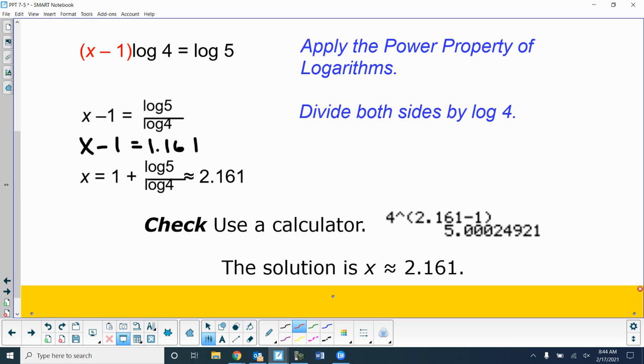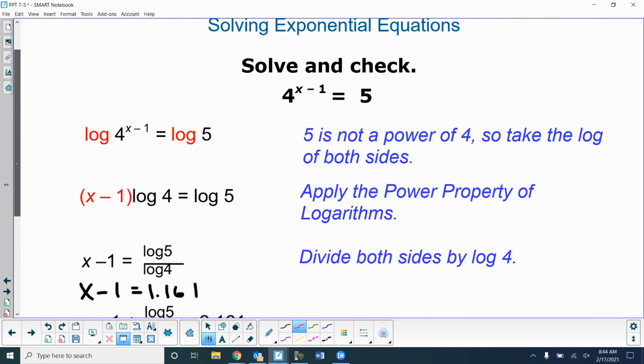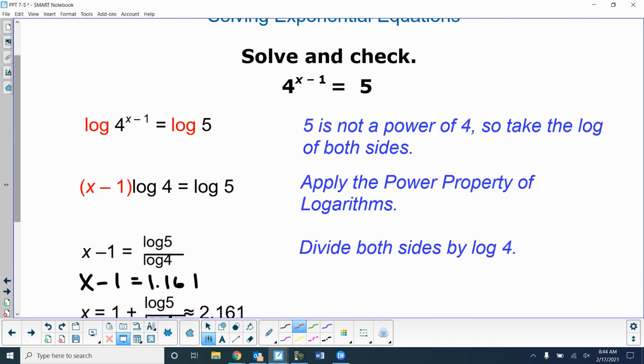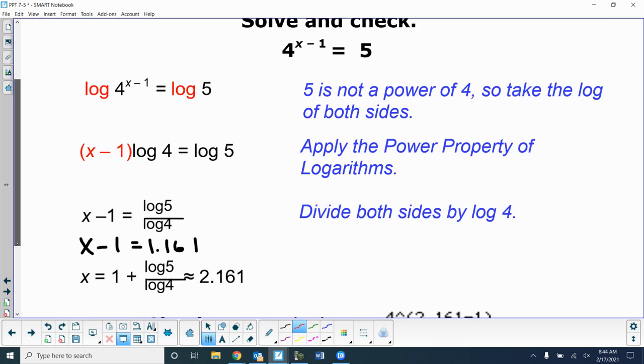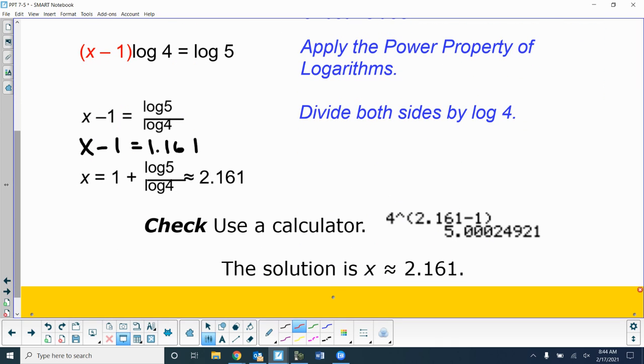Okay? So I substituted in my calculator. Again, that's an approximation because we rounded it. So 4 to that x, 2.161 minus 1, which is 1.161, is 5. It's really close. If I didn't round it, it would be exactly 5.